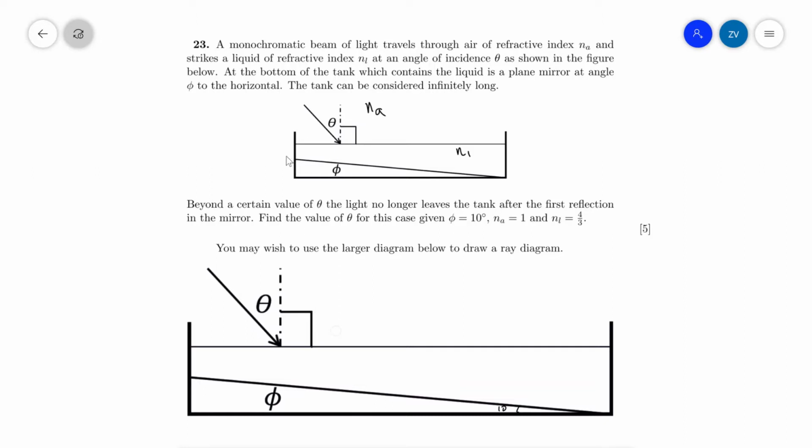So this is really interesting. It strikes this boundary here, so we're going to have one refraction here, then we're going to have a reflection somewhere here, then we're going to have yet another refraction. So this will be a 3-part problem in a way.